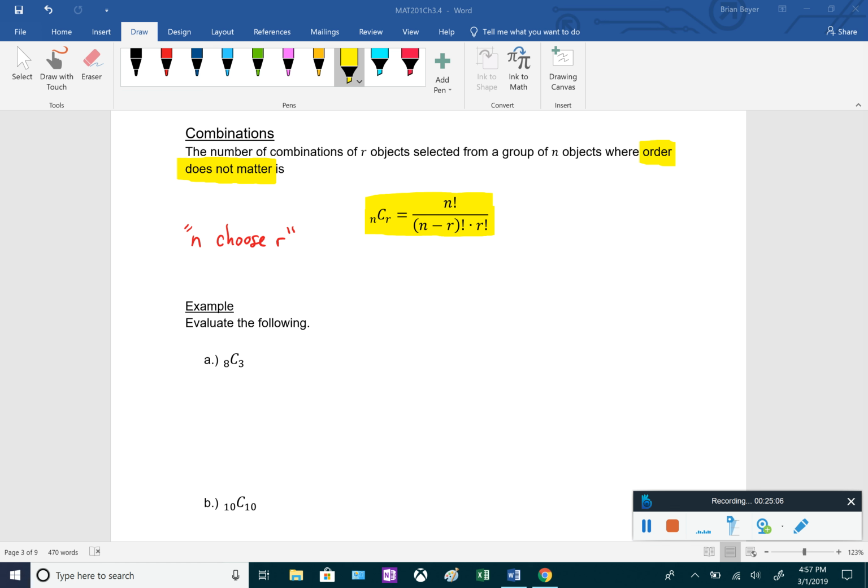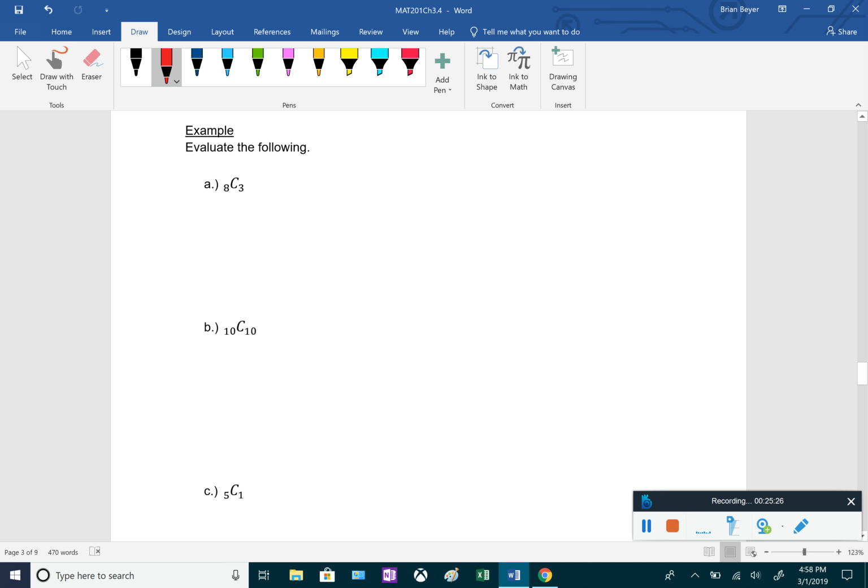The reason why that r factorial is there, everything other than that is the permutation formula. What that's doing is dividing off the number of permutations of r, which is saying the order does not matter. So let's do some examples here by hand. This is also in the calculator. You can use the button to help you.